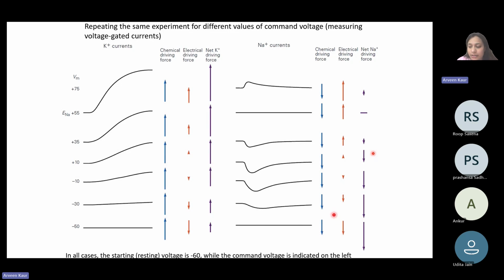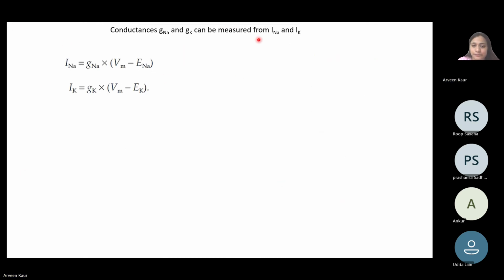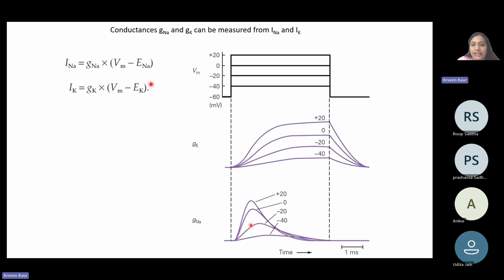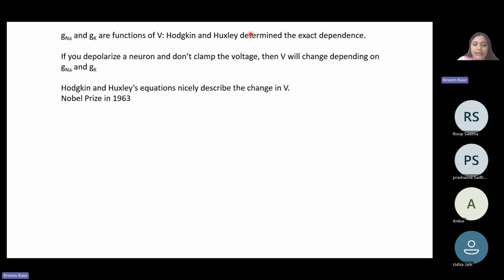So that is the outcome from the slide, right? If we are closer to resting membrane potential, then what is the net driving force? It is sodium. And if we are farther away from the resting membrane potential, then what is the major net driving force? It is potassium, right? Then this is how the conductances can be measured from these individual voltages, right? And the conductance of both sodium and potassium are functions of voltage.